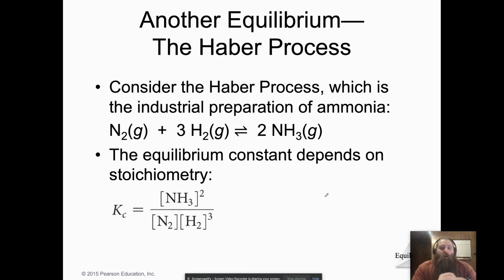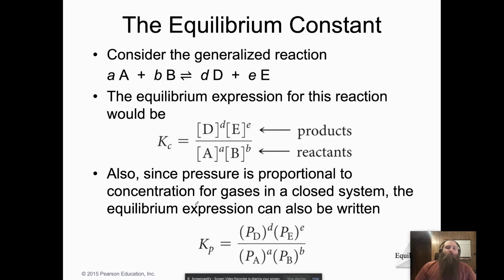So when I look at the Kc, my equilibrium statement here, I can see I have my products on top and my reactants on the bottom. When we think back to the equilibrium constant as a whole, we remember that the concentration of the products, raised to their coefficients, goes on the top. There's the coefficient, the little lowercase letters in this generalized equation. And the concentration of the reactants, raised to their coefficients, goes on the bottom.